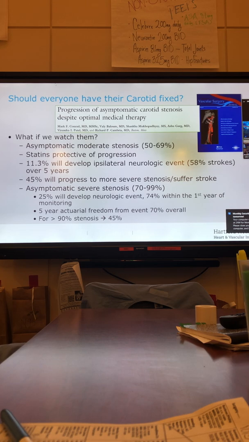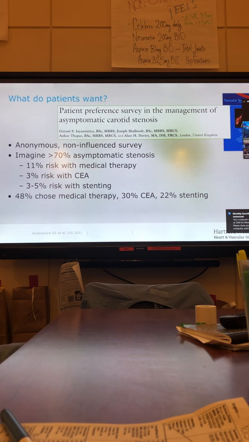take-home message. If you've got a severe asymptomatic stenosis, then within 1 year, 25% will develop some kind of neurological event. So much stronger evidence that you should go fix this severe category of stenosis. And the 5-year actuarial freedom from event is about 70%. If you have a greater than 90% stenosis, that 5-year freedom from event is only 45%. So really, really high-grade stenoses end up getting fixed because they're going to have a stroke or some type of other neurologic event.